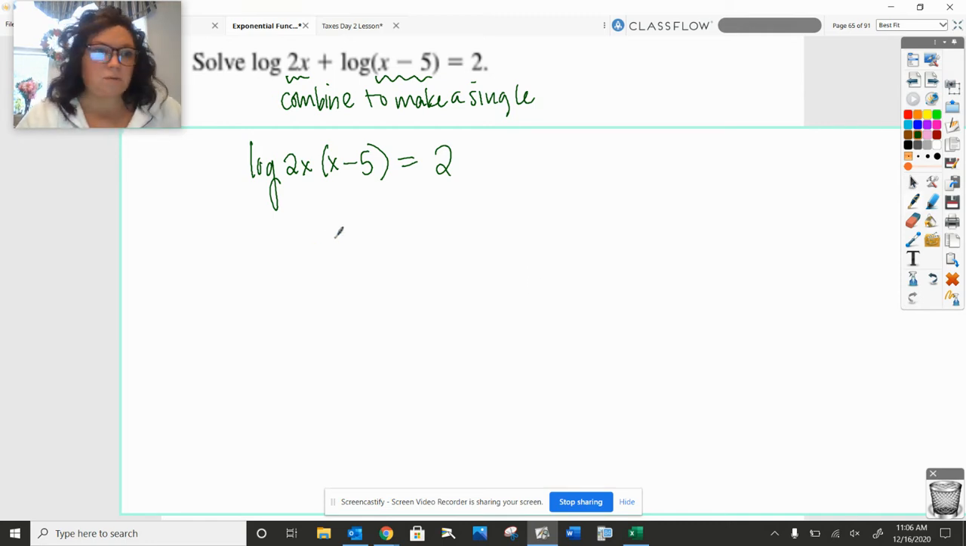Now these are similar to the ones we did in class today. I need to get these x's out of the logarithm. So I need to do something to each side to make that happen. The base on this logarithm is 10, right? If it's not written, it's 10. So if I take each side and I put a base 10 there, that's going to cancel with log base 10, and I'm left with 2x times x minus 5. On the right-hand side, I have 10 squared, which is 100.